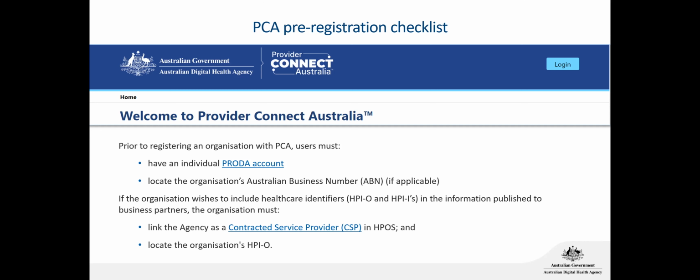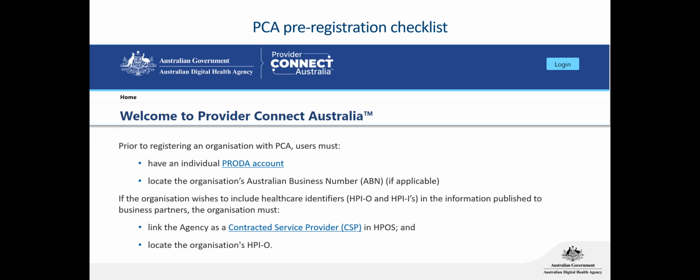So it's a really quick process that usually only takes a couple of minutes to do in the HPOS platform. I'm sure many of you are familiar, but you can access HPOS through your PRODA accounts. If you have a look at the link on your screen here, and as mentioned earlier, the slides will be shared with you following the session. If you follow the link there or have a look at our website, there are some easy steps on how to do that linkage process in HPOS for your organisation to set the organisation up as a CSP.